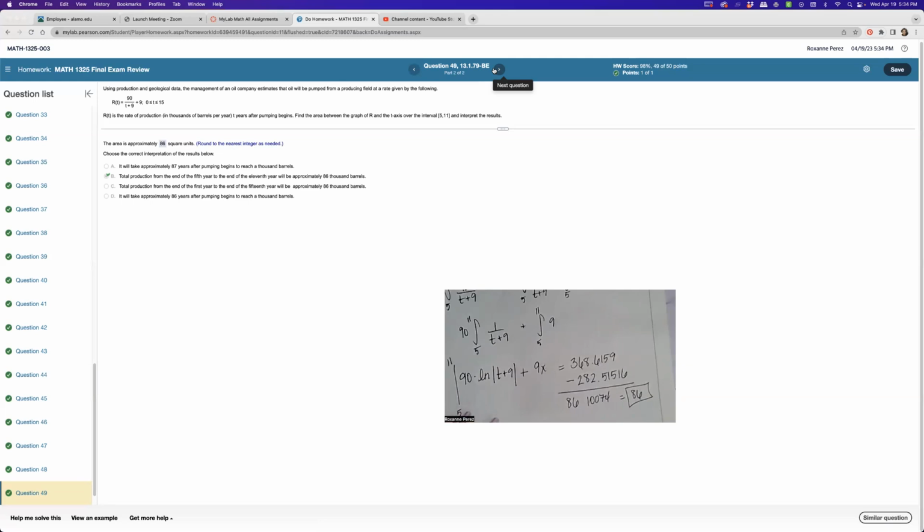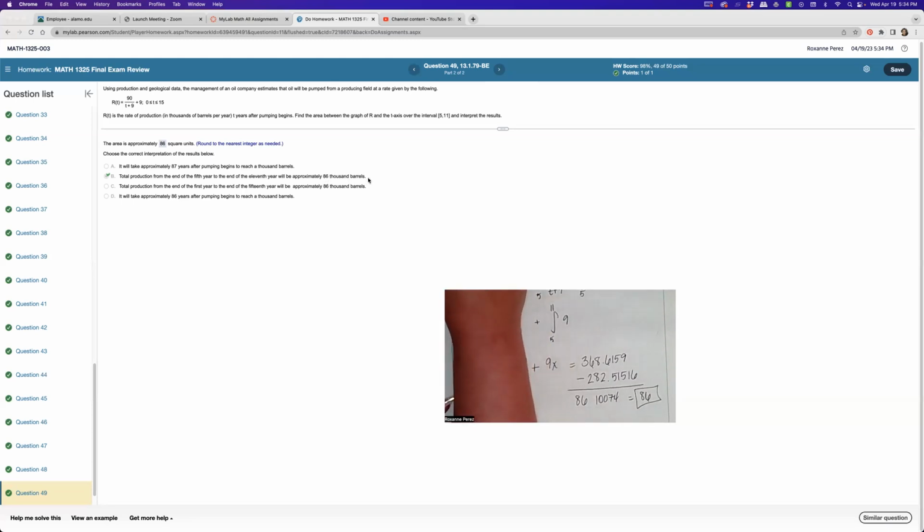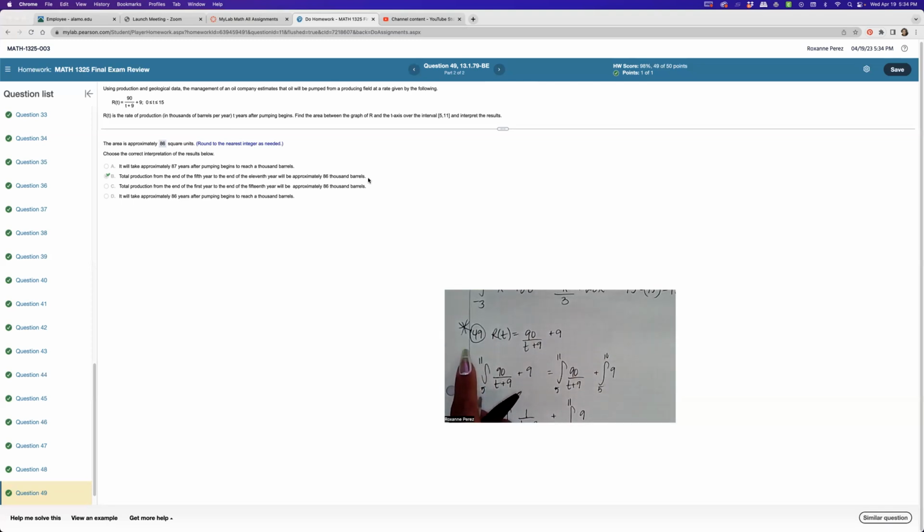All right. We're almost done, friends. Okay, so then the final part of this question is interpret the results. So the total production from the end of the 5th year to the end of the 11th year will be approximately 86,000 barrels. Put a star by this. Make sure you understand the physical interpretation of what this answer represents, okay?